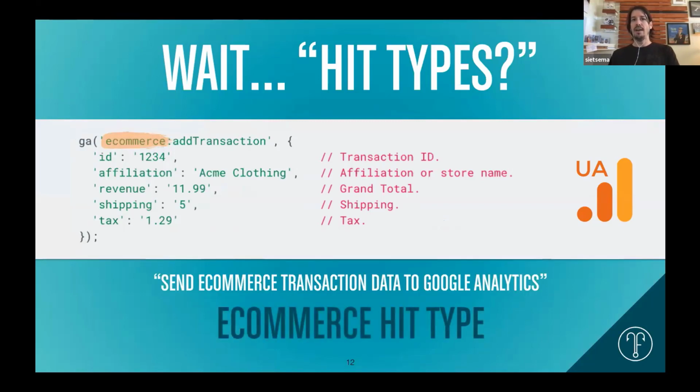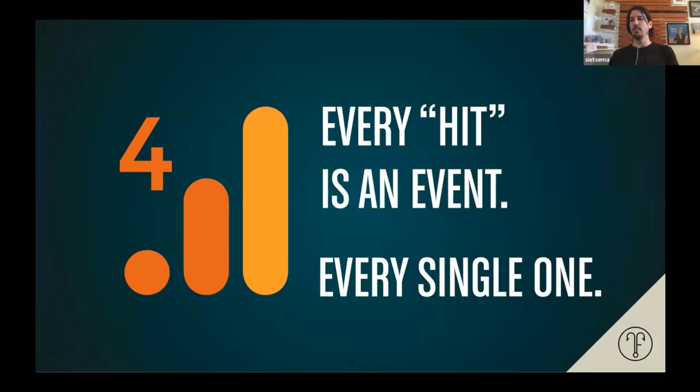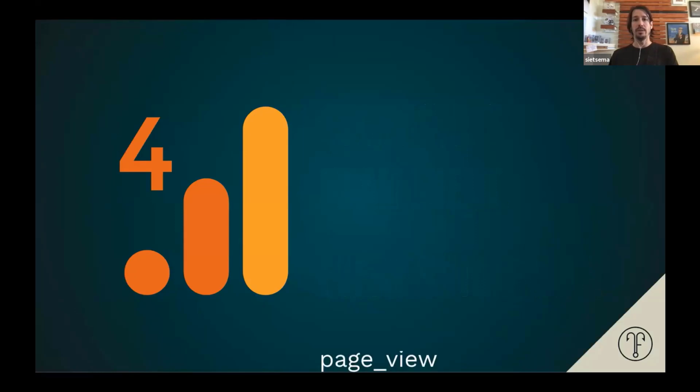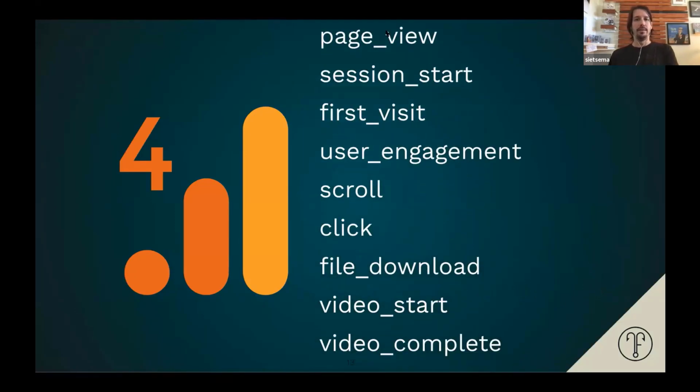Now, we don't necessarily have different tracking codes with Google Analytics 4 because every hit is an event, every single one. Here's what they look like. Like I said earlier, this is kind of what they look like. There's a file download event. There's that offsite click event. There's user engagement, which is kind of nebulous and confusing if you've been in there. They've got all these different hit types. Everything is an event. So we don't have any more page views. We just have page view events, if that makes sense.